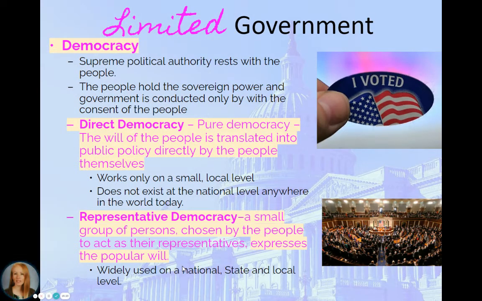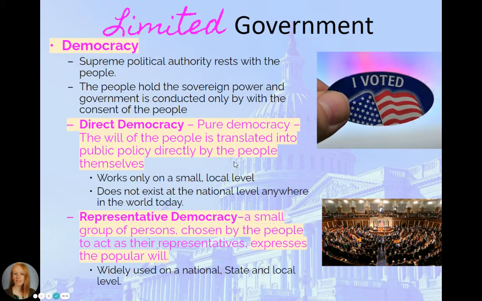Okay, limited government. Democracy. So in a democracy, the supreme political authority rests with the people. The people hold the sovereign power. Sovereign is just a fancy word for independent. Sovereign power, and government is conducted only with the consent of the people. There are two types of democracy: direct democracy or representative democracy. Direct democracy is also pure democracy, where the will of the people is translated into public policy directly by the people themselves, such as when we go out and vote.